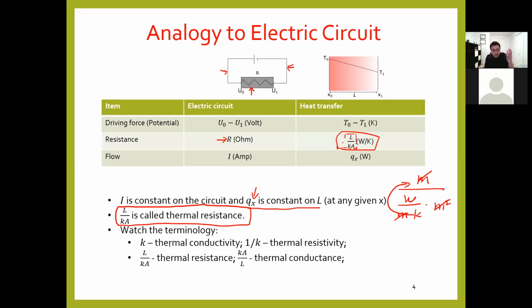Also watch the terminology. Now we know thermal conductivity, the reciprocal of the thermal conductivity is called the thermal resistivity. L over kA is called the thermal resistance. kA over L is called the thermal conductance. So sometimes we get confused by the names. However, k, thermal conductivity, and L over kA, thermal resistance, are the most used ones.